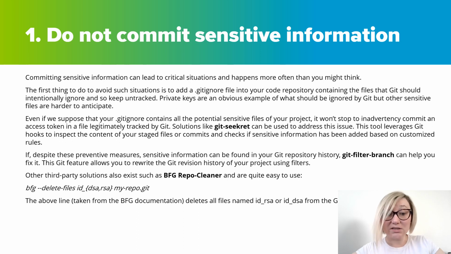If, despite these preventive measures, sensitive information is found in your Git repository history, git filter-branch can help you fix it. This Git feature allows you to rewrite the Git revision history of your project using filters. Other third-party solutions also exist, such as BFG Repo-Cleaner, and the example you can see on this slide.